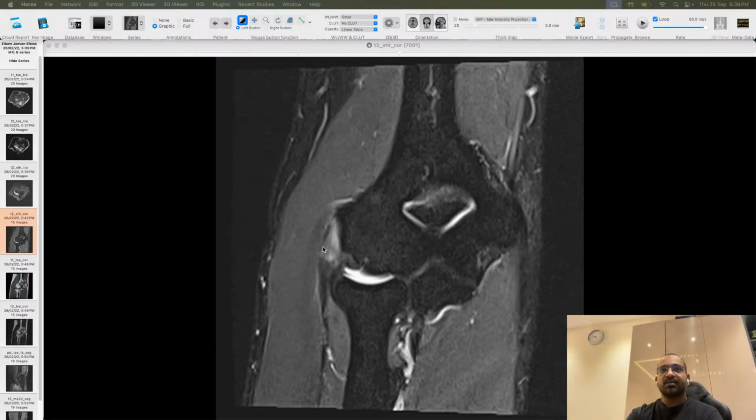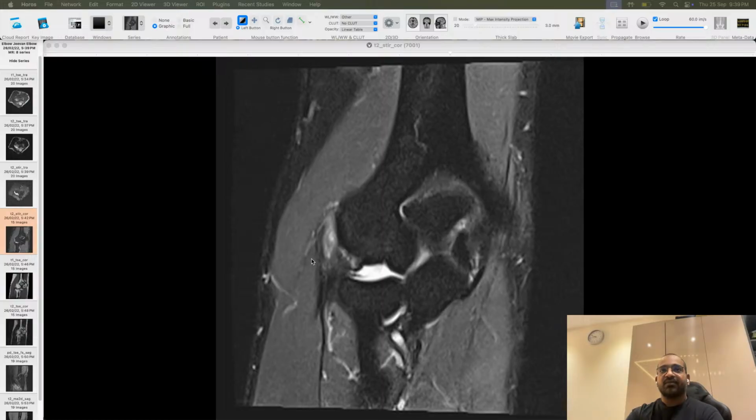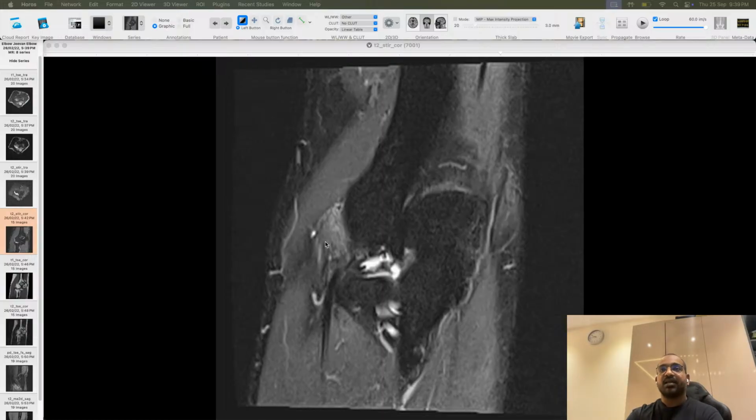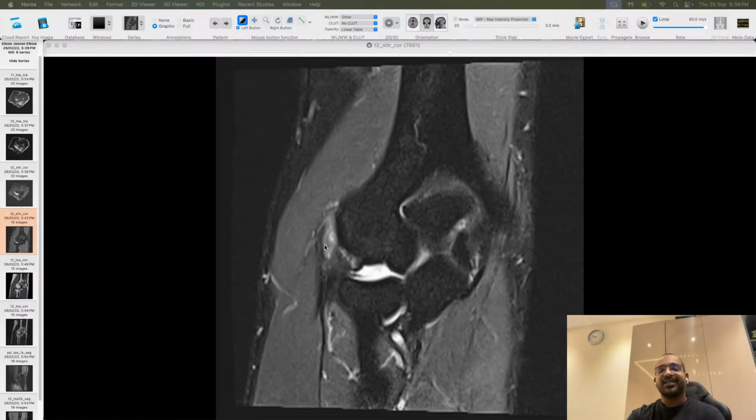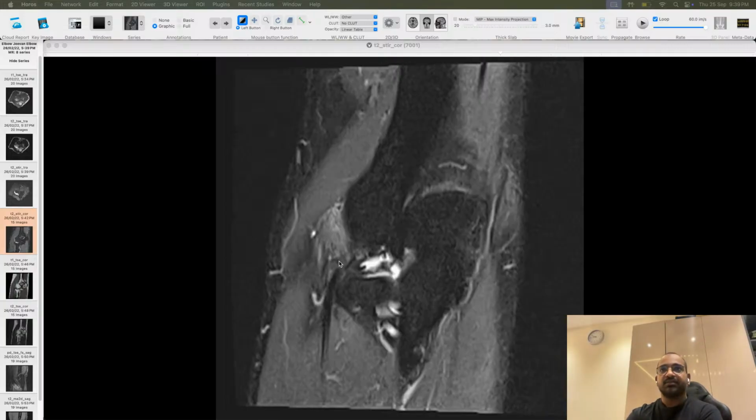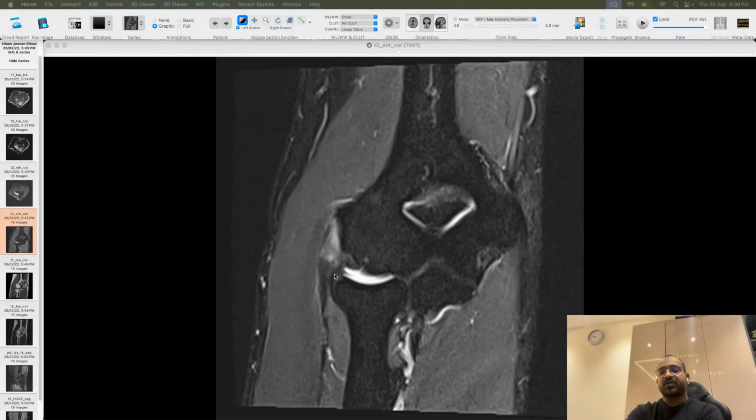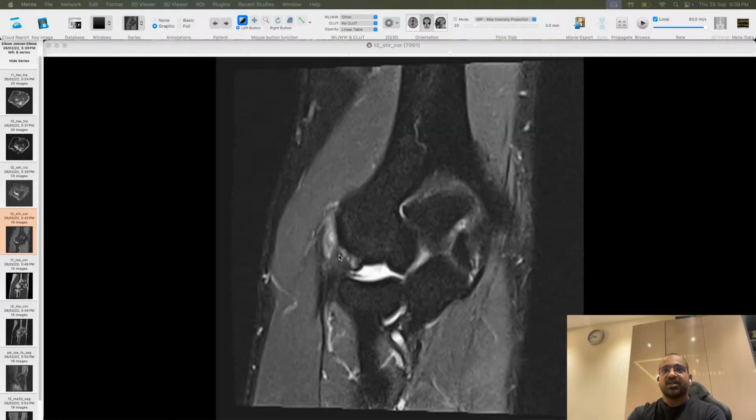There is a tear, increased signal intensity in what is that? What is the tendon called? Common extensor origin tendon. On the radial side, the lateral side, we have the common extensor origin; on the medial, ulnar side, we have the common flexor origin tendon. This is the common flexor origin tendon here, and this is the common extensor origin tendon here.